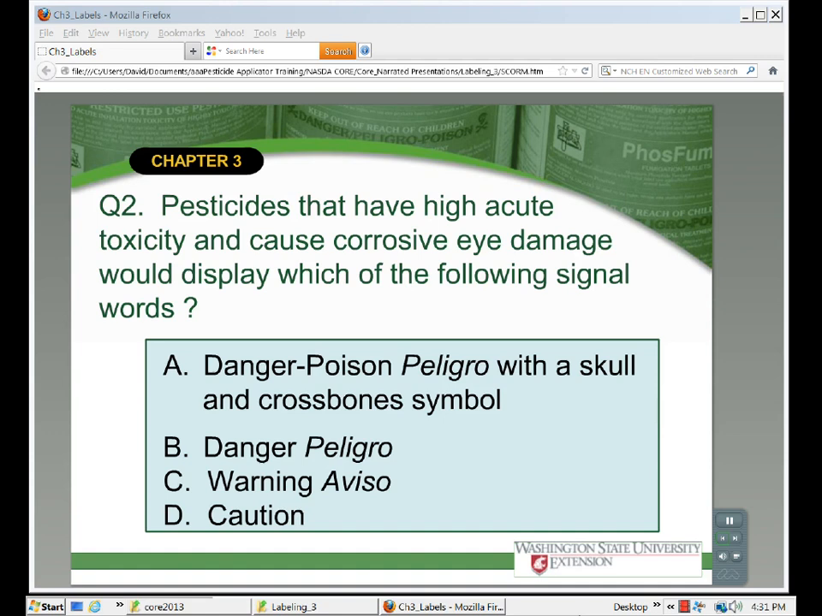Answer, choice B. This is very important. You must know the difference between danger and danger poison. Both are highly toxic, and a very low dose can cause harm. But danger means the harm is a very severe eye or skin damage, while danger poison means severe illness and potential death.